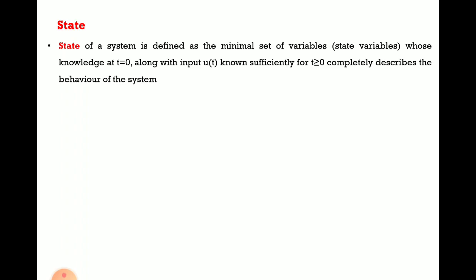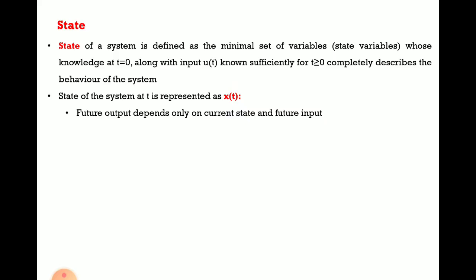State of a system is defined as the minimal set of variables, that is state variables, whose knowledge at t equal to 0 along with input u(t) known sufficiently for t greater than 0, that is for all the time, completely describes the behavior of the system. To put it in simple words, state is nothing but a combination of state variables and input through which you can completely describe the behavior of the system. State of the system at t is represented as x(t).